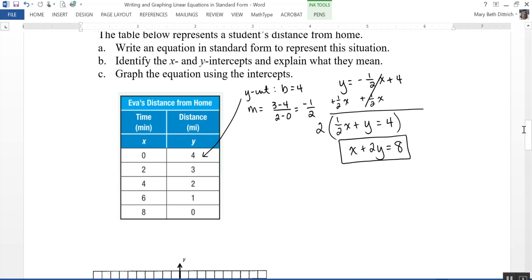Now I need to identify the x and the y-intercepts and explain what they mean. Well, I've already identified the y-intercept. My y-intercept is 4. So what does that mean? Well, it looks like when her time is 0, her distance is 4. So what that means is that her distance from home was 4 miles when she started. So when Eva started out, she was 4 miles from home.